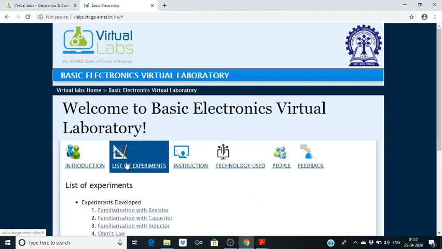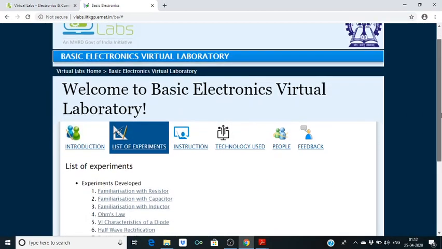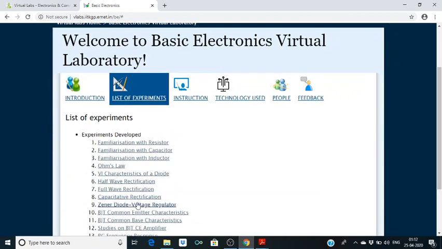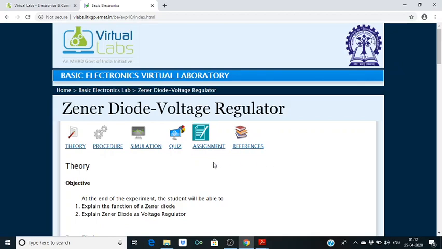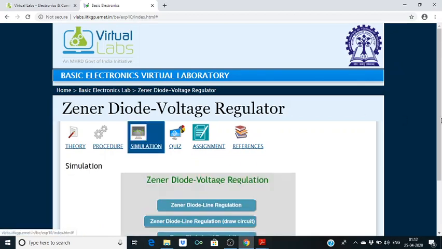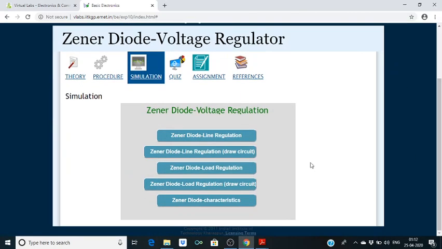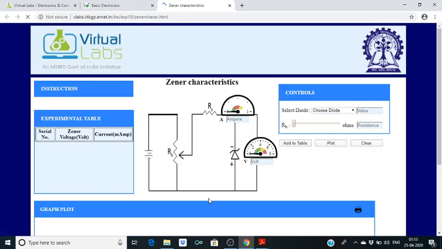We will go to the basic electronics lab. Under the list of experiments, we will go to Zener diode, and we will go to simulation. First we will see the VI characteristic, the Zener diode characteristic. So here we have to choose the diode.